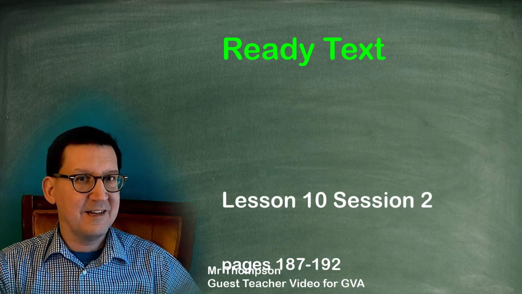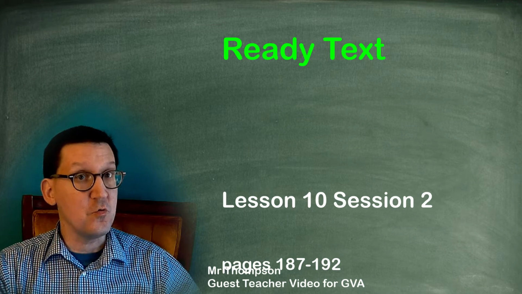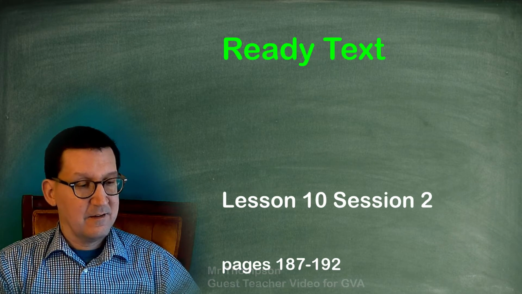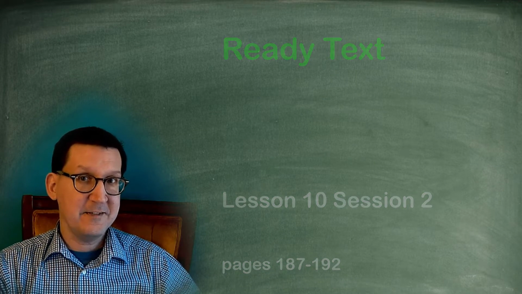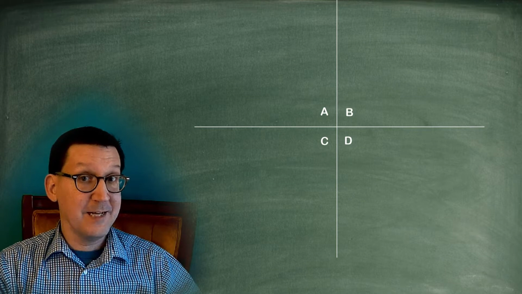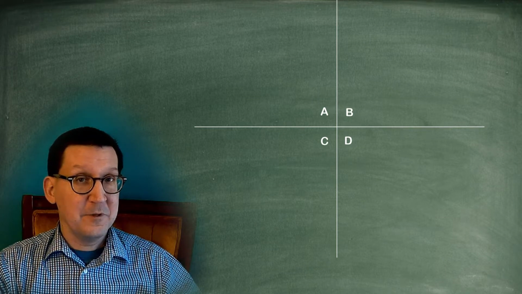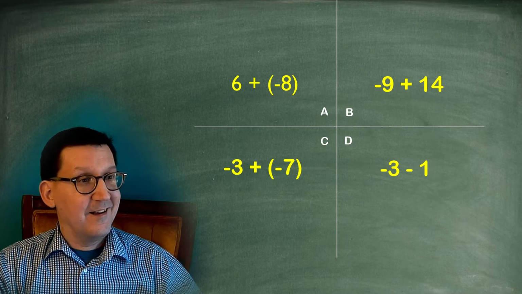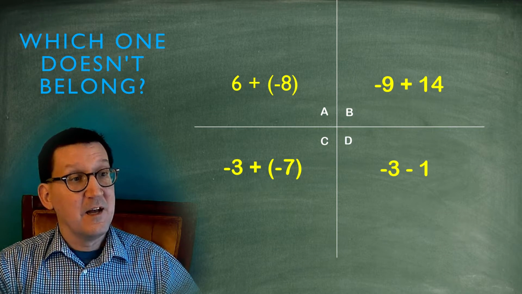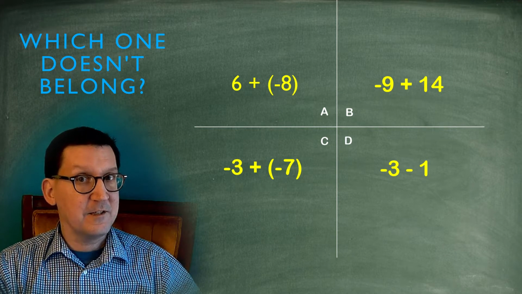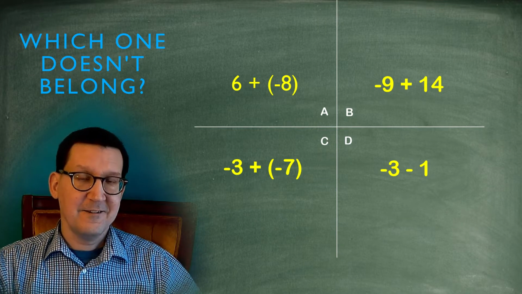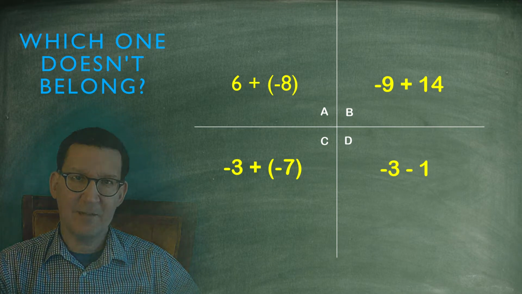Today we're going through lesson 10, session 2 in our Ready textbooks, page 187 to 192. Alright, we're going to start off with a little brain teaser like we always do. 4 familiar boxes, 4 familiar letters, and 4 familiar expressions. Okay, this is a which one doesn't belong. As you can see, we have 4 different expressions. 3 of them have something in common, 1 of them does not. Try to find something that each of those 4 doesn't have in common with the other 3. So give it a second, write it down, and I'll see you in a little bit.